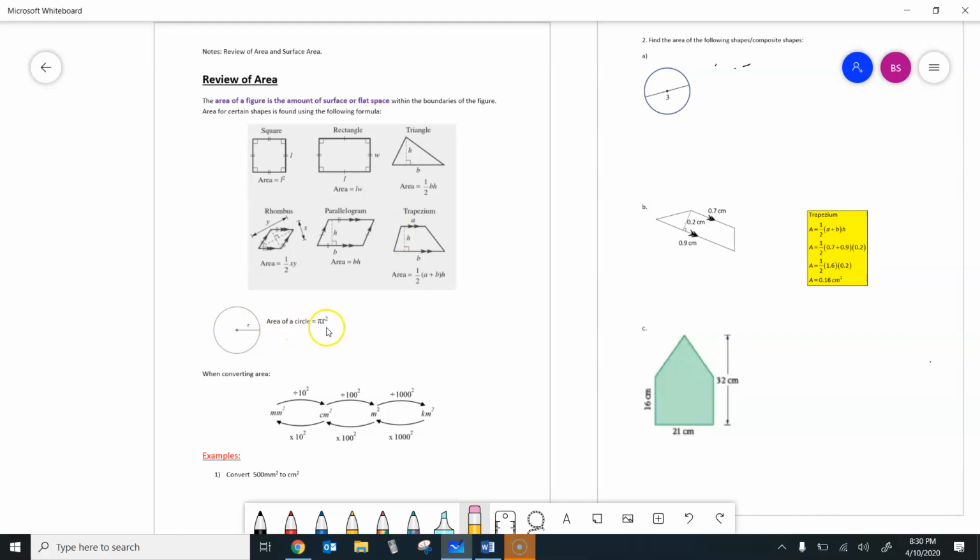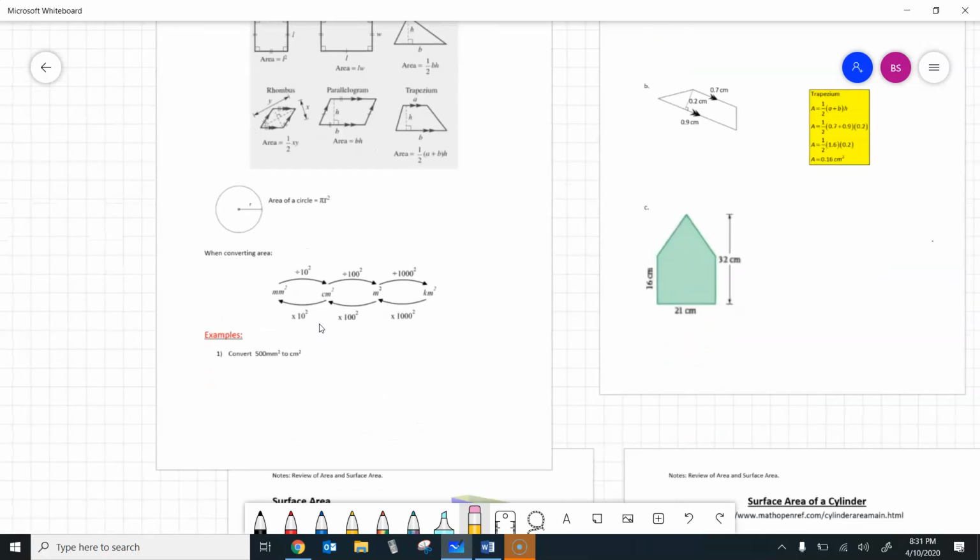The area of a circle is pi r squared. You will need a scientific calculator, so please make sure you have one. Pi is on your calculator, but you can always use 3.142 if you can't find pi on there. So we're going to work through these questions.